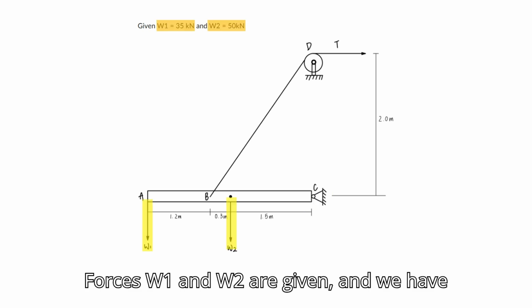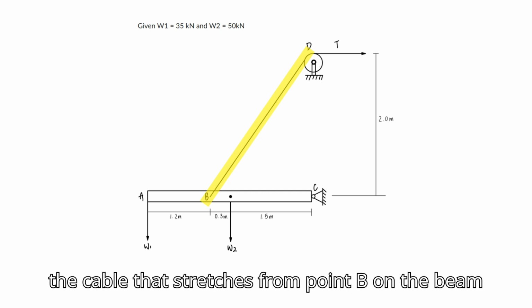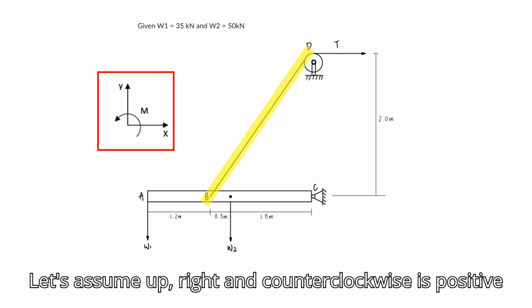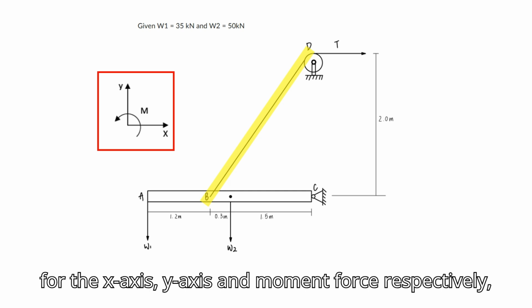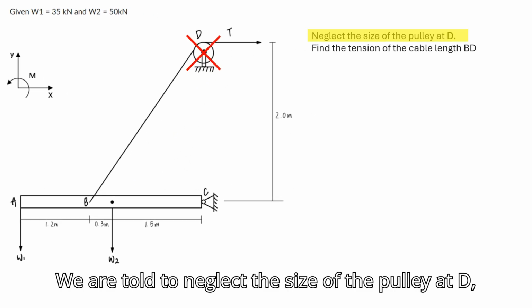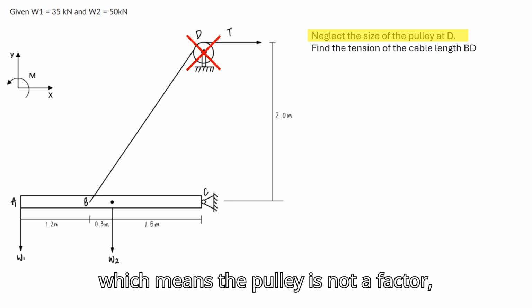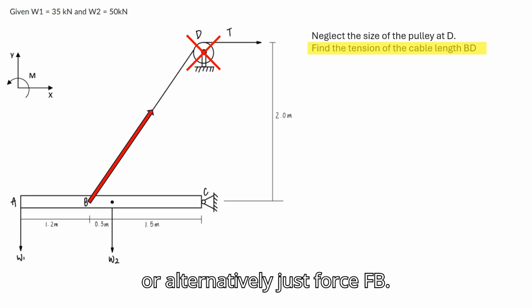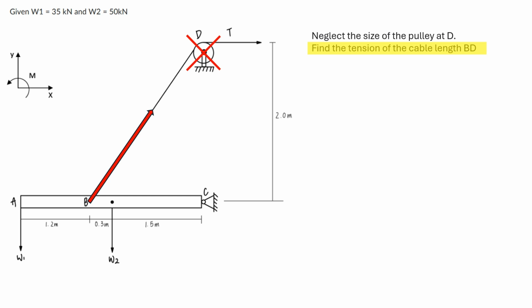Forces W1 and W2 are given, and we have the cable that stretches from point B on the beam to the pulley at D. Let's assume up, right, and counterclockwise is positive for the x-axis, y-axis, and moment force, respectively, and down, left, and clockwise is negative. We are told to neglect the size of the pulley at D, which means the pulley is not a factor, and to find the tension of the cable length BD, or alternatively just force FB.